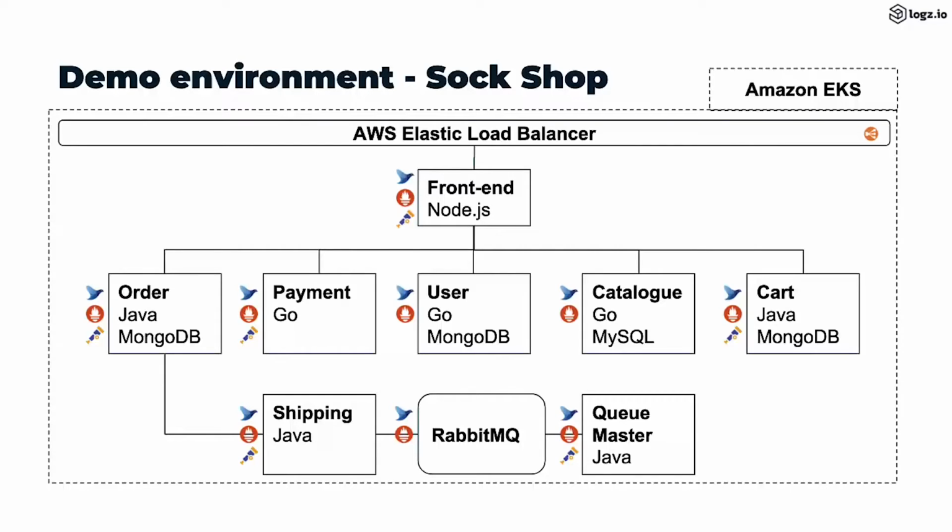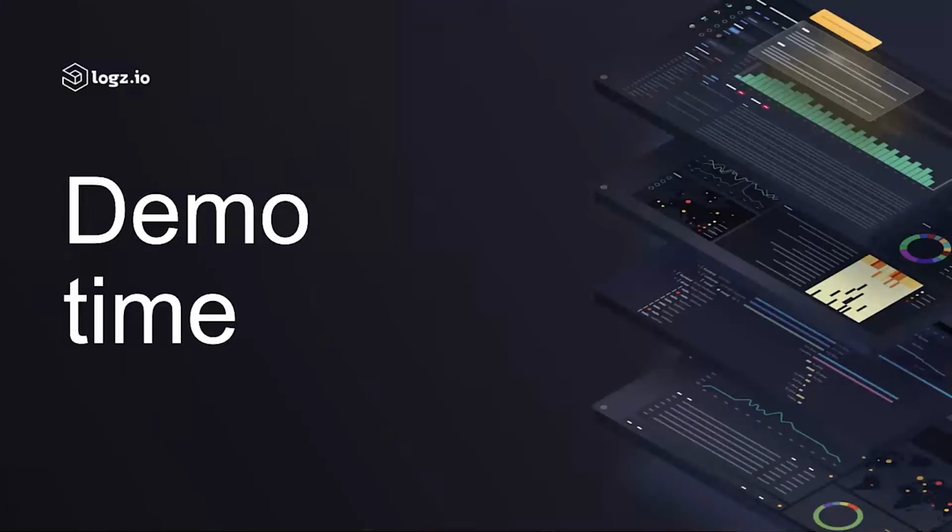I'm showing you microservices running on AWS because it's a common way to run applications, but just know that Logs.io can ingest data from any infrastructure, any application architecture. Okay, so let's get started with the demo. I'm going to share my screen. Just give me one moment.